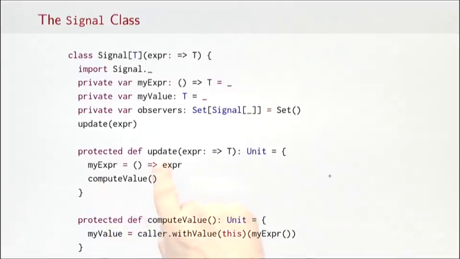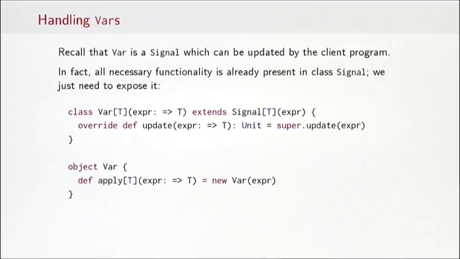But it is protected in class Signal, which means only subclasses can get at it, whereas clients of Signal cannot, which of course is intended because we want to make Signal immutable. Clients of signals should not be able to call update. But of course clients of Var should be able to call update. So the way we achieve this is that we override the update method, make it public in Var, and the implementation of that update would simply be a call to the superclass, super.update(expr). So that way essentially we reuse the same implementation, but we now expose it publicly.